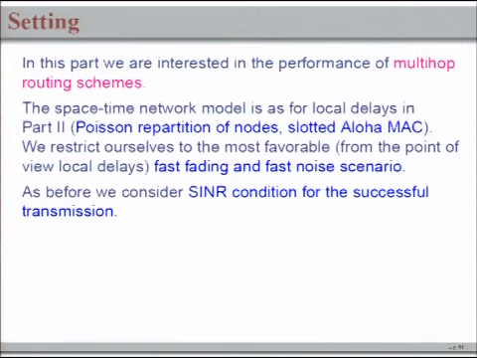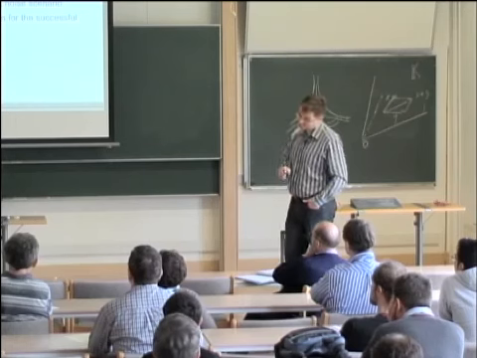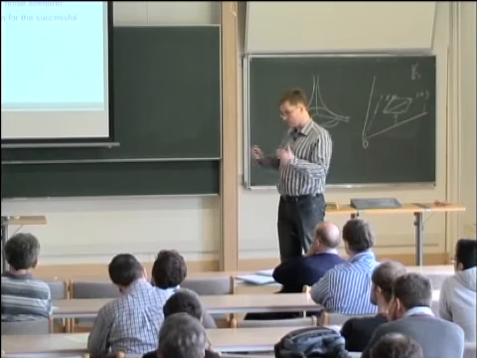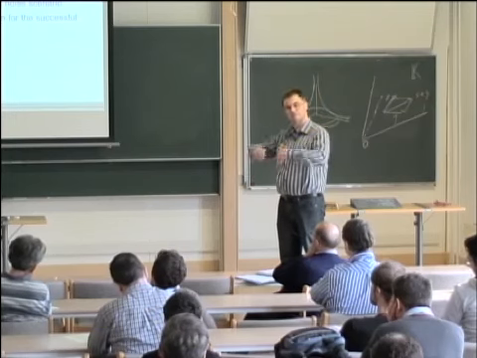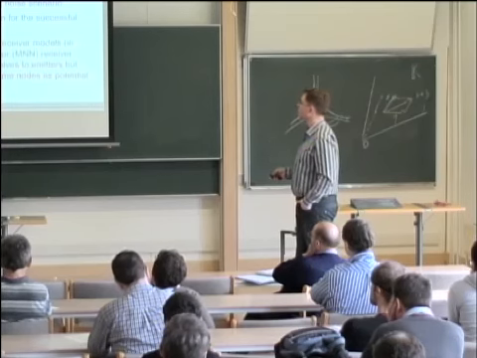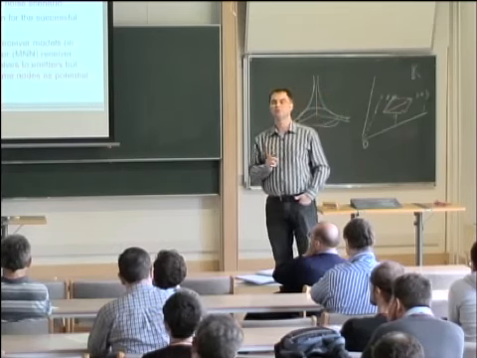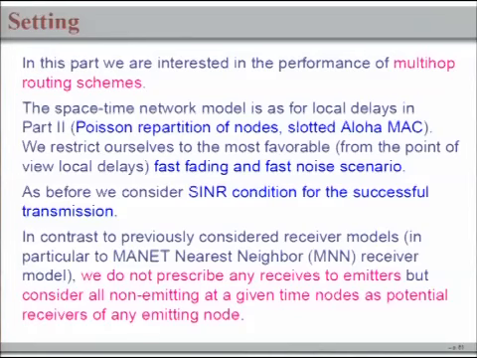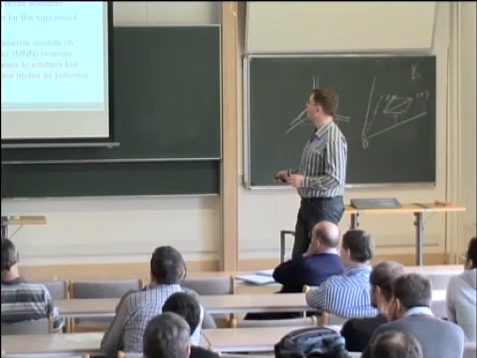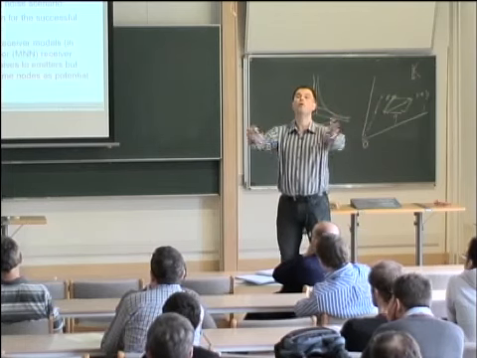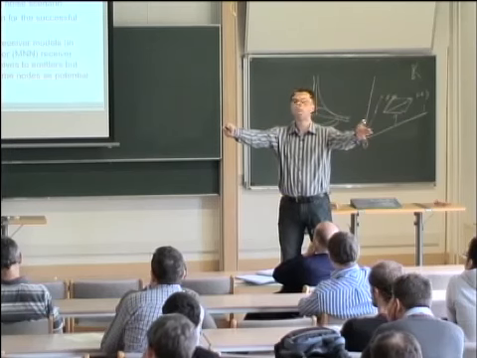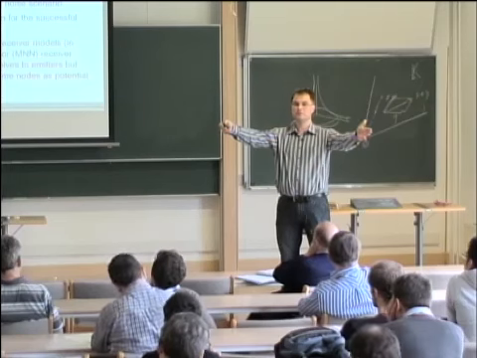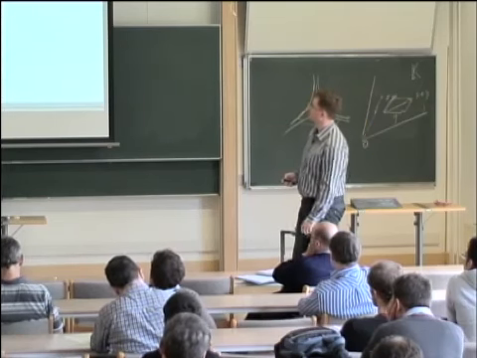And again, successful transmission is decided by the value of the signal-to-interference-and-noise ratio. So everything as before: Poisson, slotted ALOHA, fast fading, fast noise, resampled in time in an IID manner. However, there's one major difference with respect to the previous model where I studied local delays. Actually, I do not prescribe any receivers. But for any given node, I'm looking at all the potential receivers to which it could have tried and been successful. What does that mean exactly?